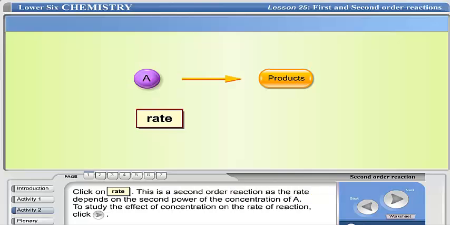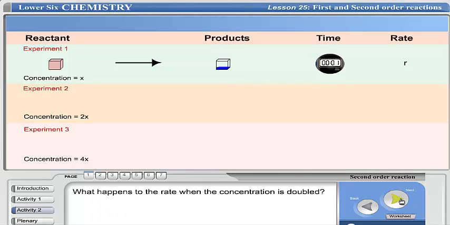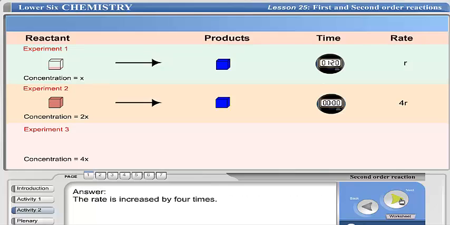Click on Rate. This is the second-order reaction as the rate depends on the second power of the concentration of A. To study the effect of concentration on the rate of reaction, click Next. What happens to the rate when the concentration is doubled? Answer: the rate is increased by 4 times.